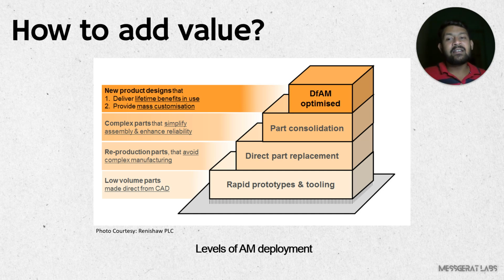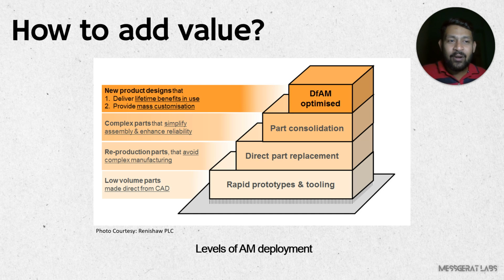Then we talk about part consolidation. Now part consolidation is about simplifying geometry, simplifying assemblies, and enhancing reliabilities. Now, for example, if I'm making a component through welding, and in 3D printing, I don't need to use welding. I can make the component without welding. So that is called part consolidation. We will learn about that in the further sections of the module. And then in the end comes DFAM optimized. So in this case, you are redesigning the component for DFAM.